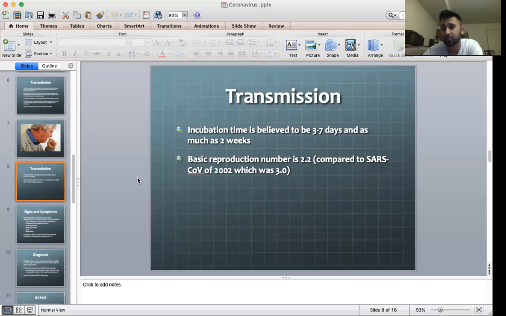So a little bit more. The incubation time of this virus, so far according to the research, is about 3 to 7 days, but it can go as long as 2 weeks. And the basic reproduction number, which is R naught, basically means that one person who's infected with coronavirus can spread it to 2.2 other people. If you were to compare it to the SARS epidemic back in 2002 and 3, the R naught number was 3.0. So it was actually much worse than the coronavirus that's happening today.